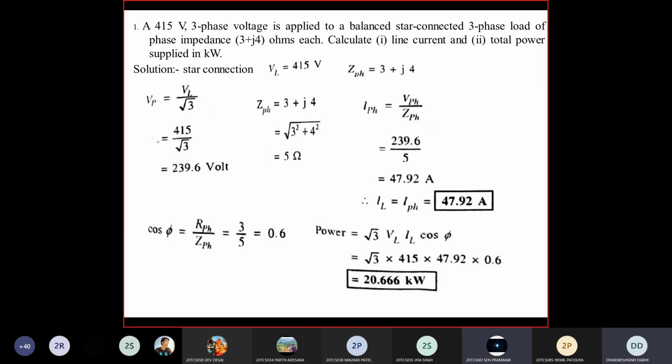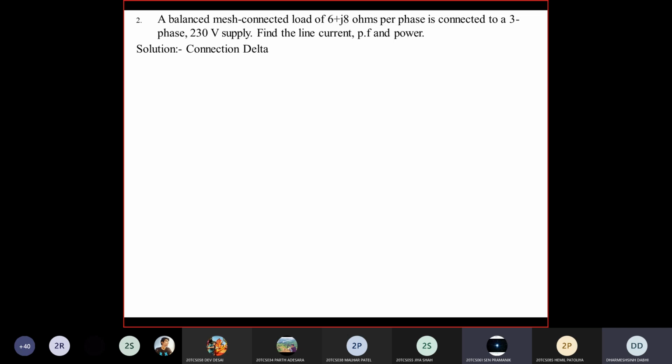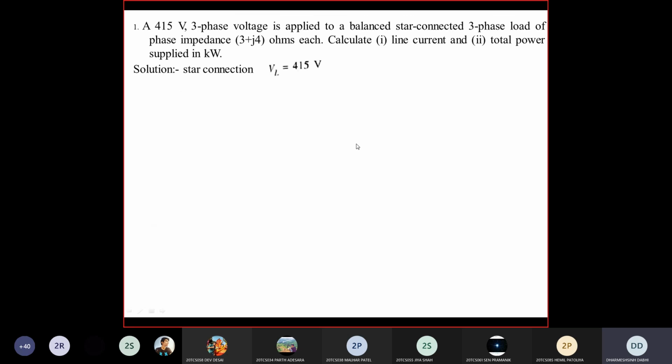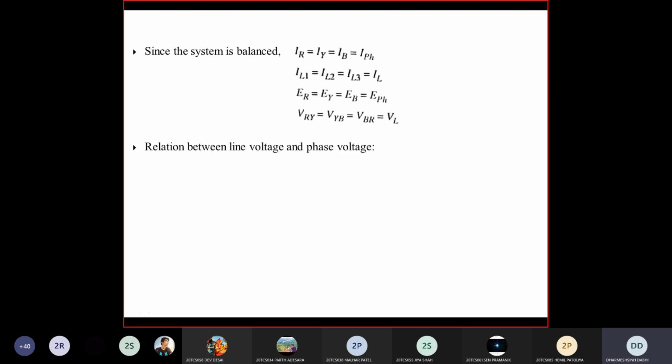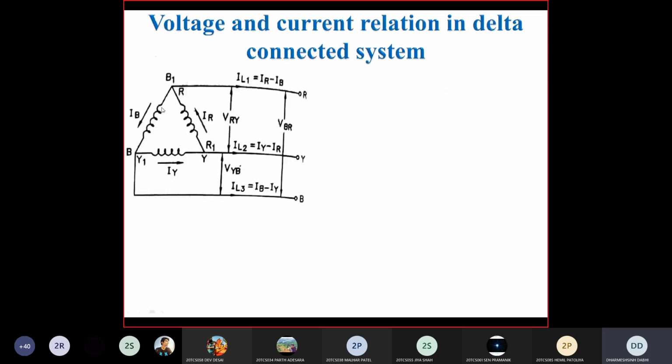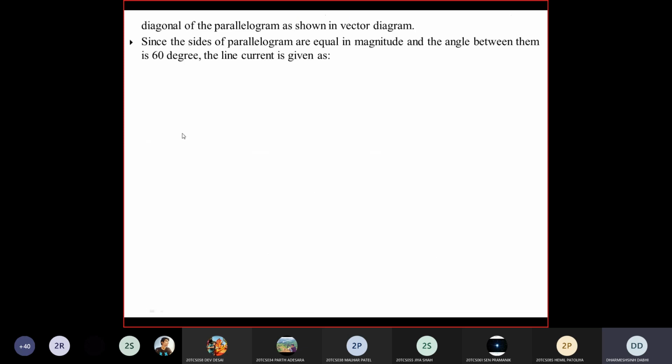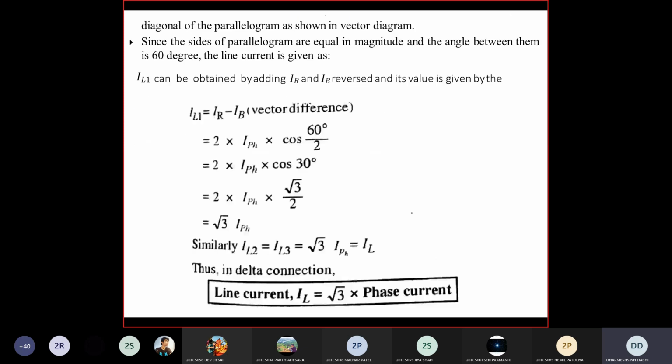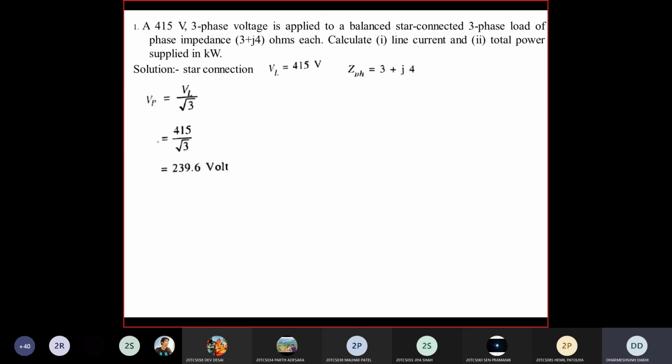Sir, if mesh is mentioned in the question, then it is a delta connection? Yes, mesh means automatically delta. Mesh means what? Closed loop. If you see the diagram of a delta connected system, it is also a closed loop. So mesh is nothing but a closed loop. If it is written in the example that it is a mesh connected load, it means it is a delta connected load. Always a delta connected load.